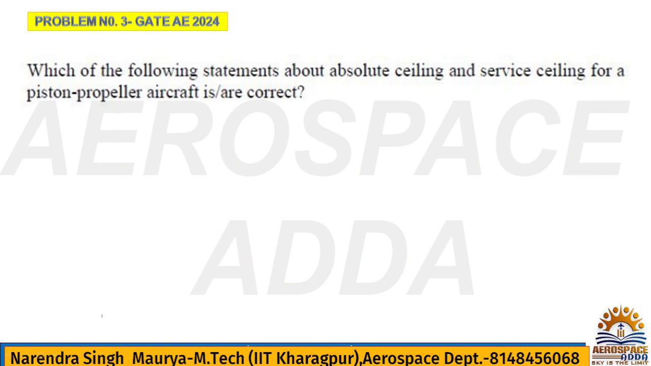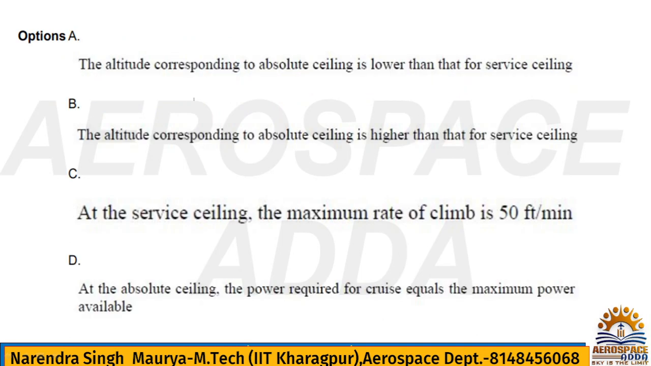Now, going for the next problem. They said, which of the following statements about absolute ceiling and service ceiling for a piston propeller aircraft is or are correct? Now the options are here. The altitude corresponding to absolute ceiling is lower than that for the service ceiling. The altitude corresponding to the absolute ceiling is higher than that for the service ceiling. At the service ceiling, the maximum rate of climb is 50 feet per minute. At the absolute ceiling, the power required for the cruise equals the maximum power available. These are the options.